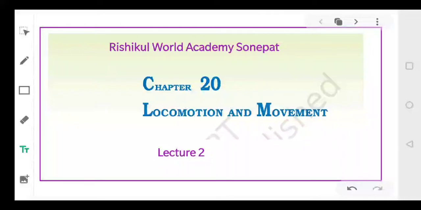Good morning, dear students. This is your teacher Neelam Elawat, and we are doing our chapter number 20, that is locomotion and movements. In the previous module, dear students, we have talked about the various types of movements, and we were dealing with the various types of muscles.